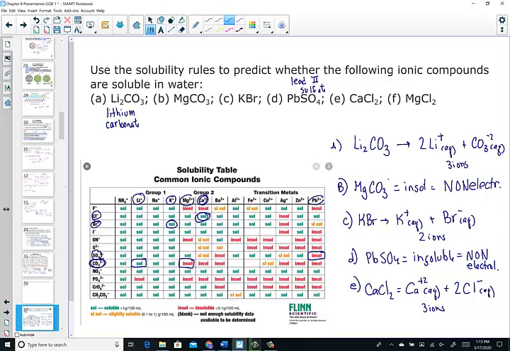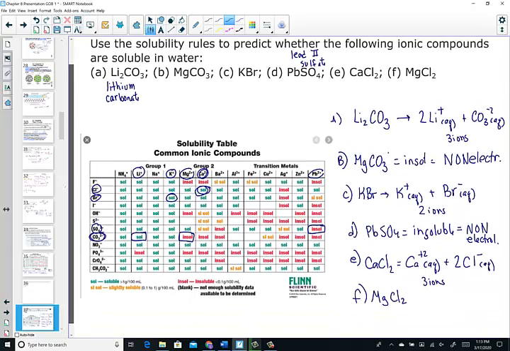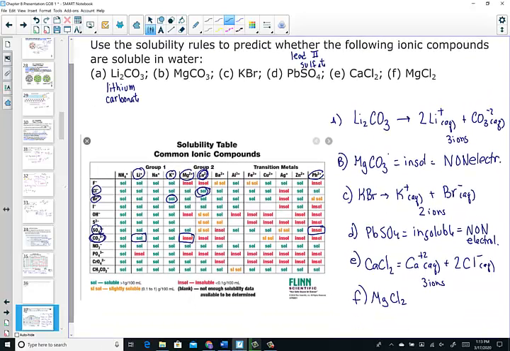And there's a letter F, magnesium chloride, MgCl2. Where did you find that one? Magnesium chloride. Well, here's your magnesium. Here's your chloride. So you can see that that is soluble. So yes, a solution forms. And out comes an aqueous ion of magnesium carrying its plus 2 charge and 2 aqueous ions of chloride, each at a minus 1. There would be a total of 3 ions released when that solution forms.